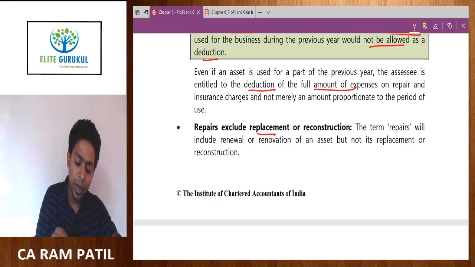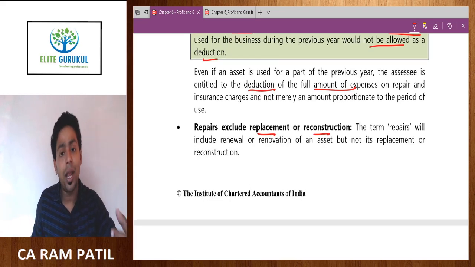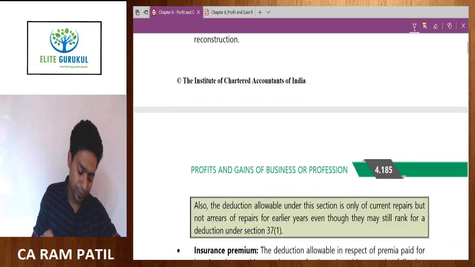Repairs exclude replacement and reconstruction, because replacement and reconstruction is in the nature of capital expenditure. Those are not allowed as a deduction.